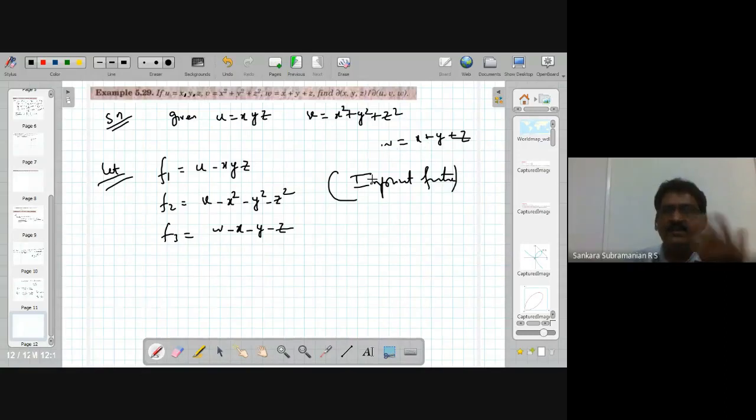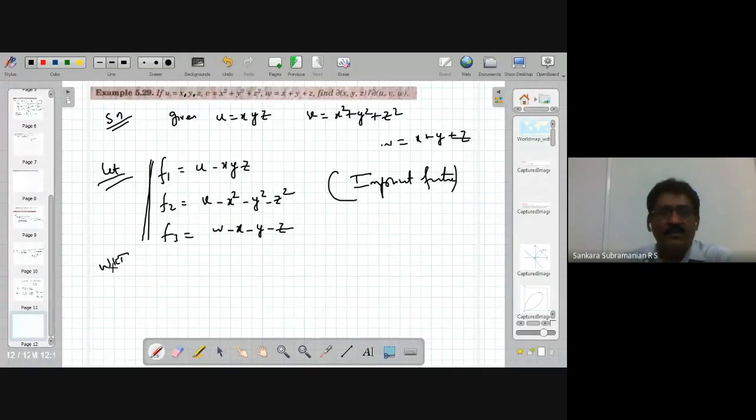Why write it like that? Because the question is a bit difficult. As usual, if it were finding dou u by dou x, dou u by dou y, there would be no problem. This is different, so I have to do something. Therefore we can go with an implicit function. Let us take that. Now I have to write the formula.